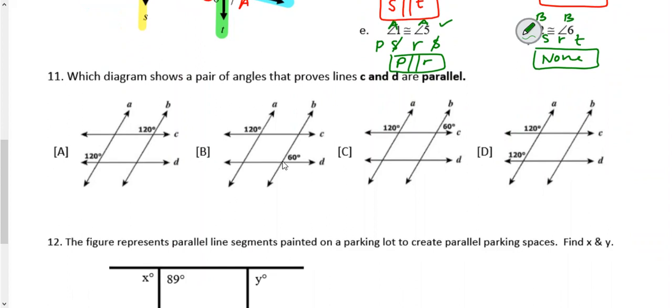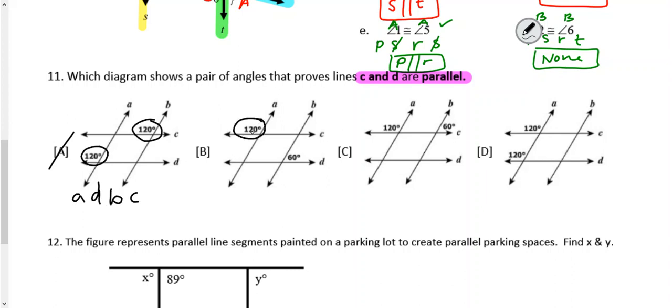Okay, number 11. Which diagram shows a pair of angles that proves C and D are parallel? So this is all I'm worried about. C and D are parallel. All right, A is the bottom 120. That touches lines A and D. And then this one touches B and C. I can't cross anything out to get just C and D, so that doesn't work.